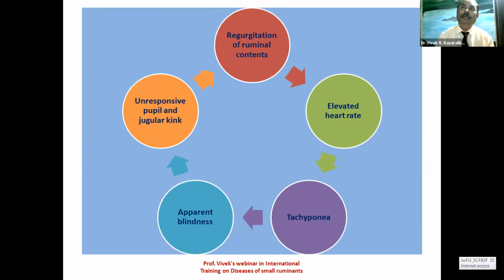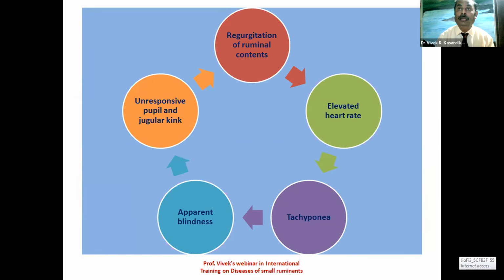Apart from that, for acute ruminal lactic acidosis, you can see many other clinical features also. What are those? Regurgitation of rumen content. The contents accumulate in the rumen so much that sometimes they get regurgitated and come out through the nostrils. So green rumen fluid will be oozing through the nostrils. This is also an indication of an advanced stage of ruminal lactic acidosis. Elevated heart rate: because of the endotoxemia, the heart rate will be highly increased. It may go up to 120, 130, 140 beats per minute.